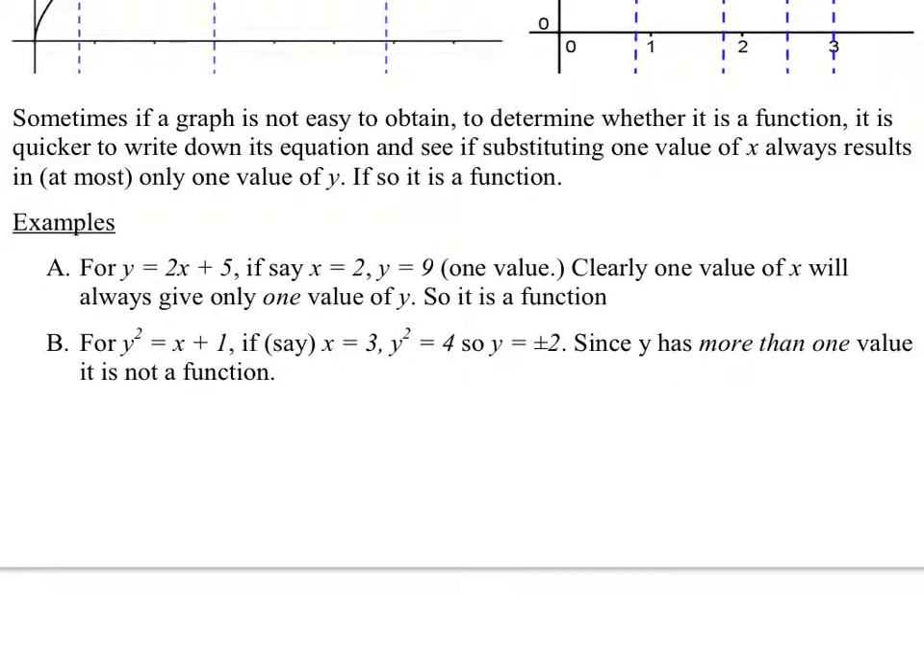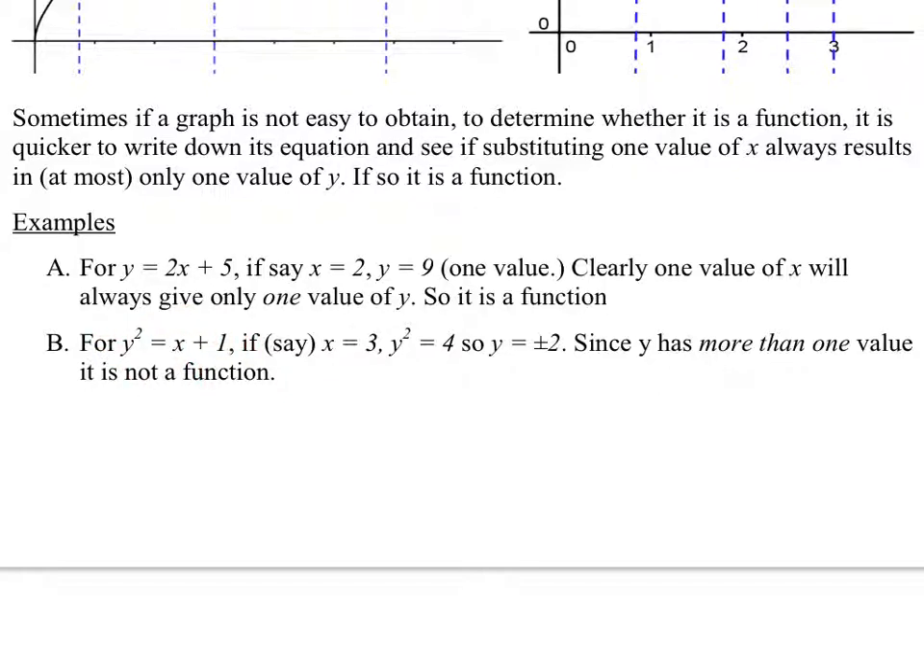Sometimes if you're given a function just as an equation, like here, you can see that if you put some x value, for example x equals 2, into this expression here, there's only going to be ever one y value that comes out. So for example, if x is equal to 2, 2 times 2 plus 5 is going to be 9.